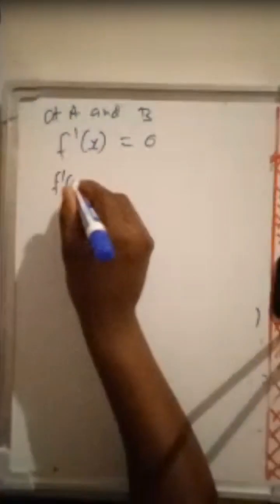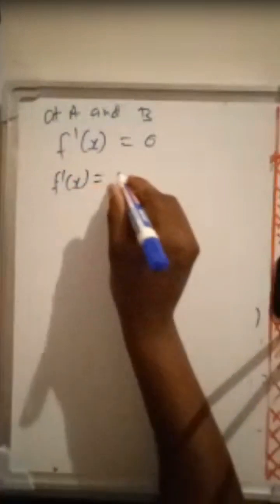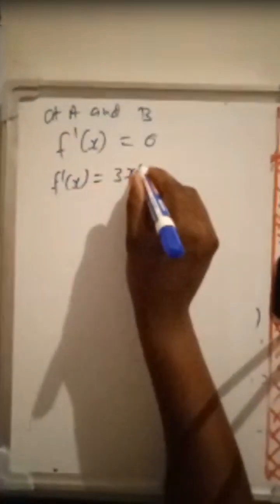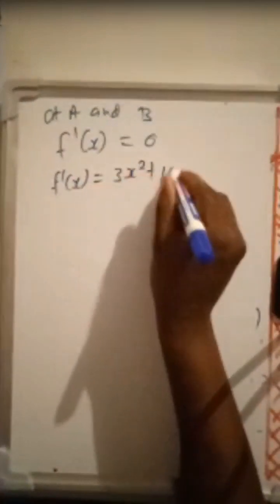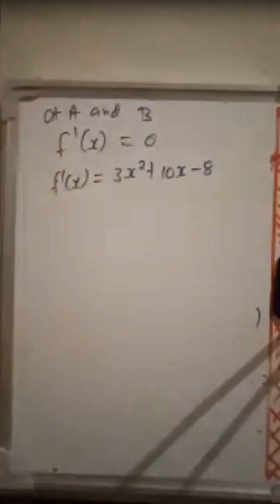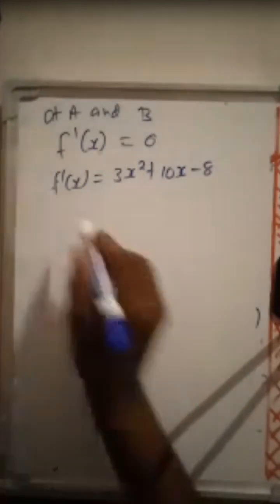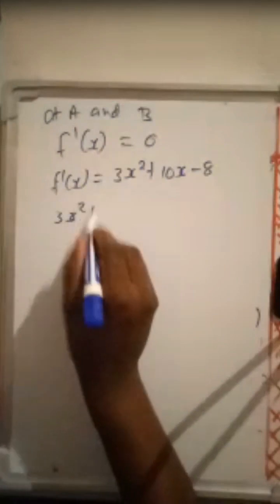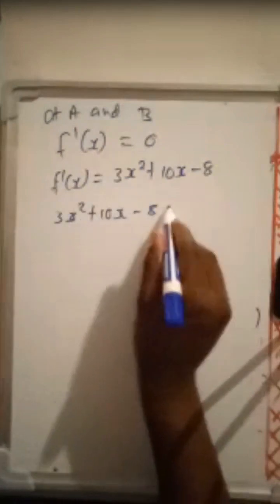How do we get the gradient? The first derivative, which is going to give us 3x squared plus 10x minus 8. Okay, I've derived that function. I hope I'm correct. 3x squared plus 10x minus 8. Then 3x squared plus 10x minus 8 is equal to 0.